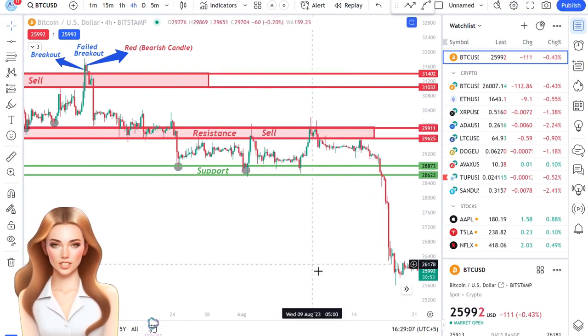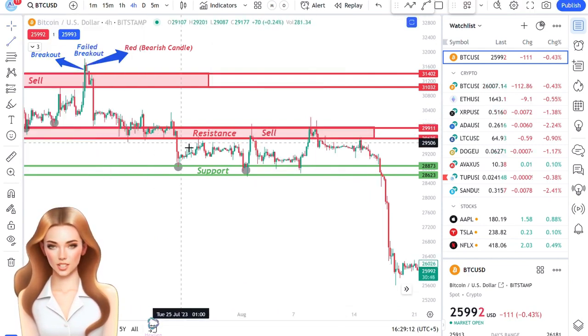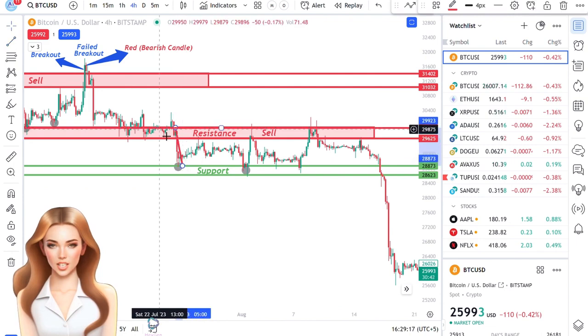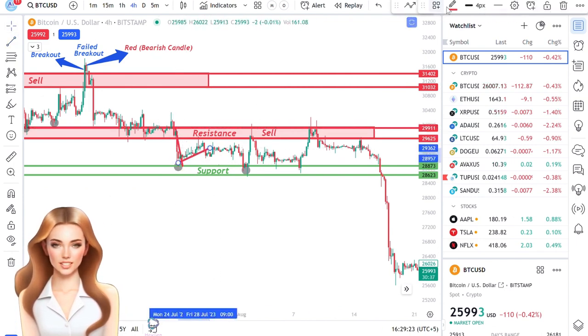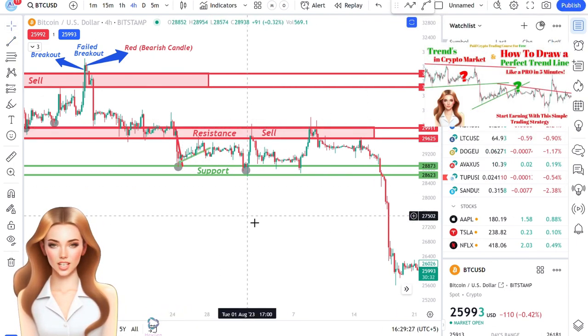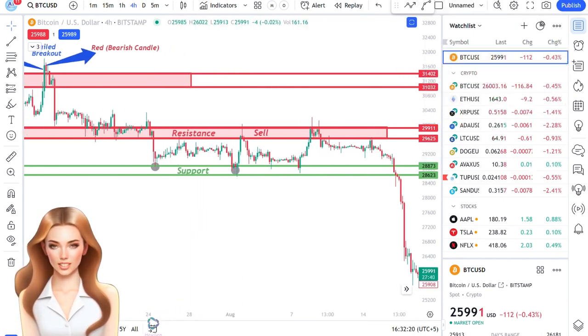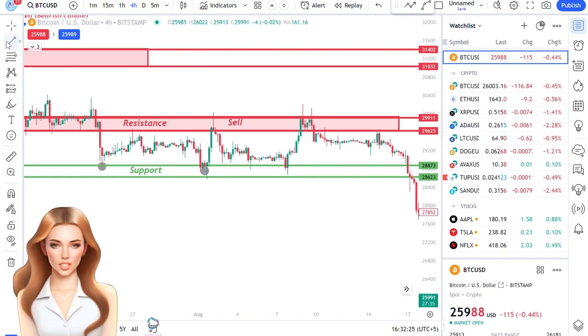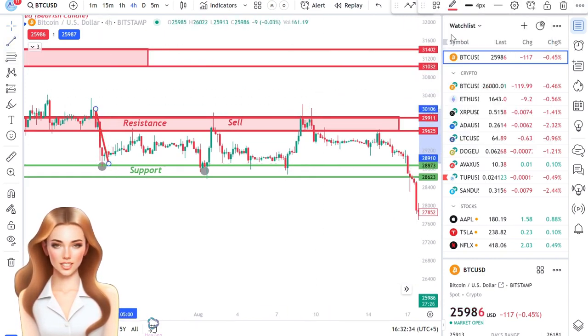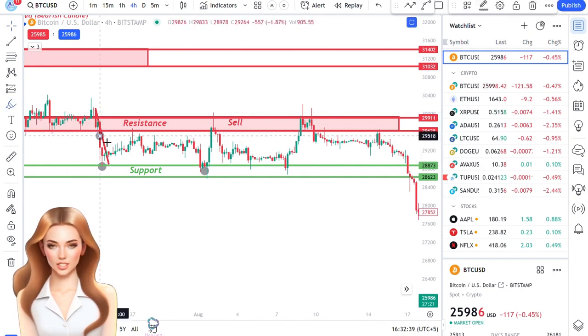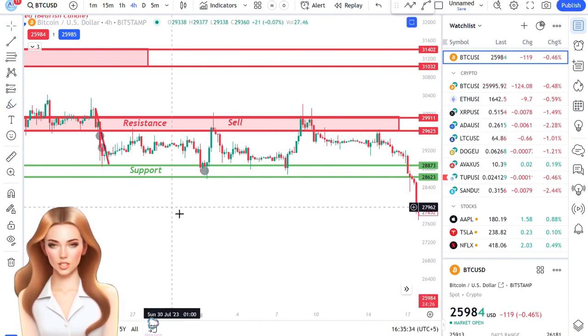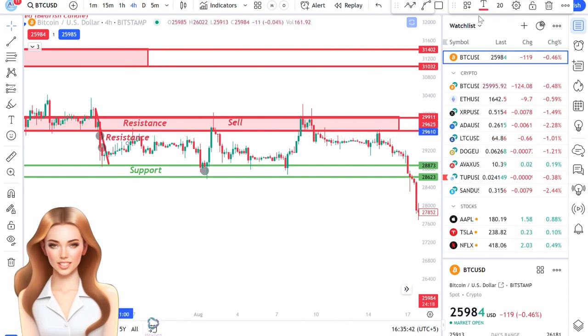You can also confirm support and resistance breakouts with trend lines. Trend lines are also used for support and resistance. If you don't know how to draw a trend line, watch my trend line lecture after watching this video. Now here you see when price breaks the previous support level and starts falling, I draw a trend line that confirms the downtrend. And every time price touches the trend line, it starts falling. So currently my trend line acts as a resistance.